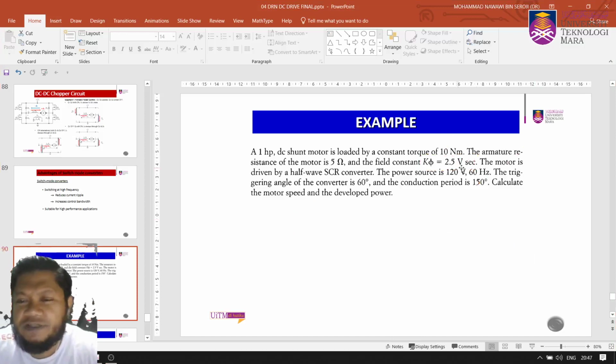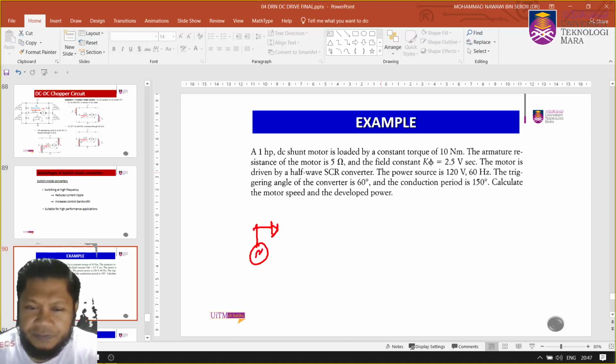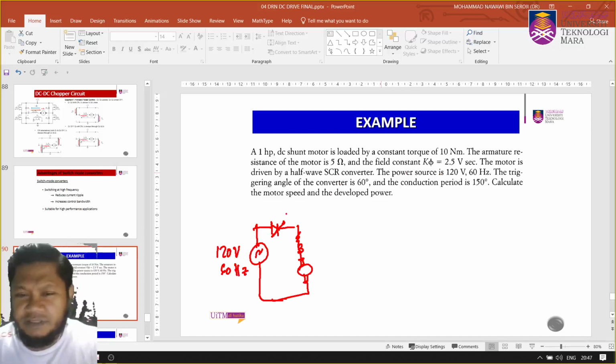So you have a K flux of 2.5. The motor is driven by a half wave SCR. This is the half wave converter, and this is your motor, right? The power source is 120 volt, 60 hertz, so this is American 120 volt, 60 hertz. The triggering angle alpha is 60 degree.